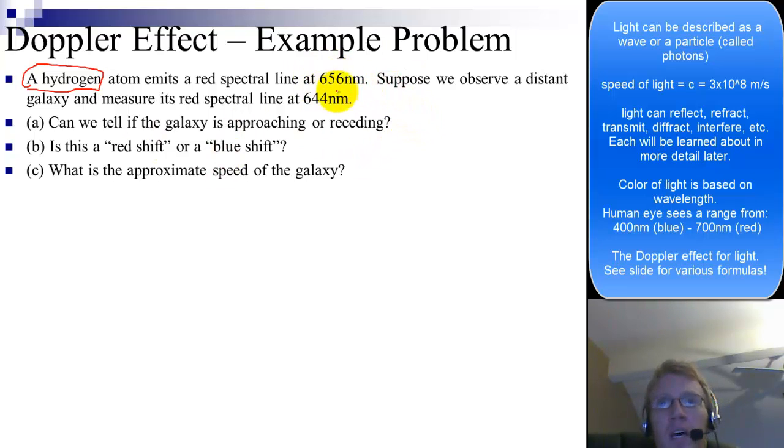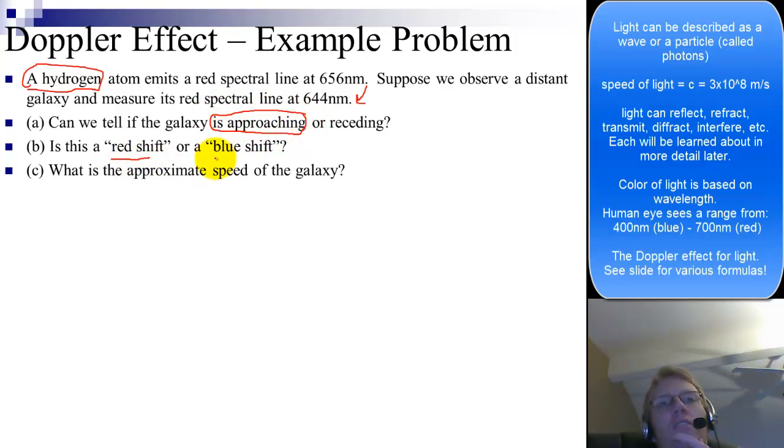So normally it would be coming out at 656 nanometers, but suppose we observe a distant galaxy and measure its spectral line at 644 nanometers. So can we tell if the galaxy is approaching or receding? The wavelength actually got shorter. Okay, so if the wavelength is getting shorter, that means the two objects must be coming together. So that means that the galaxy must be approaching us.